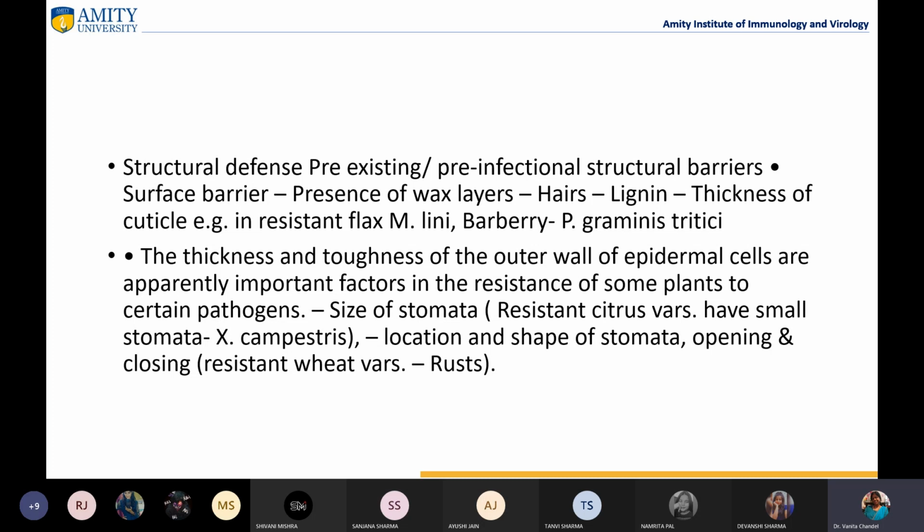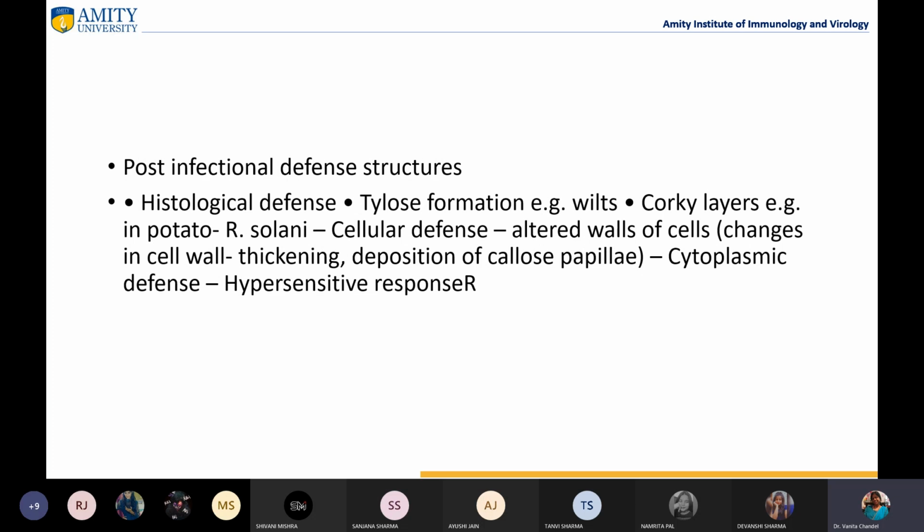Another important factor could be the size of the stomata. For example, resistant citrus varieties have very small stomata, so the pathogen cannot enter. Then the location and shape of the stomata, and the opening and closing of the stomata, also play a very important role.